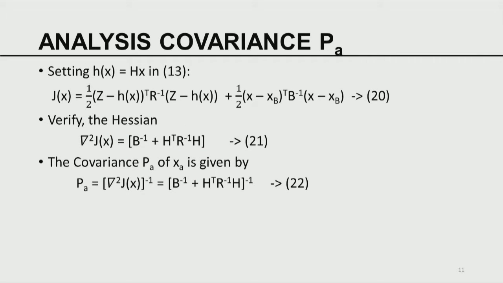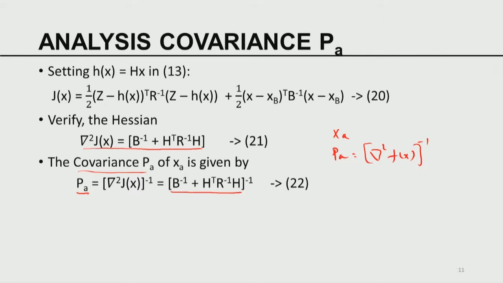So we have already seen this. The Hessian of the J function, again I would like you to verify. We have already seen when we did statistical least squares, the inverse of the Hessian is indeed the analysis covariance of the analysis. So I have XA, I have PA. PA is essentially the inverse of the Hessian. So this is the analysis covariance.